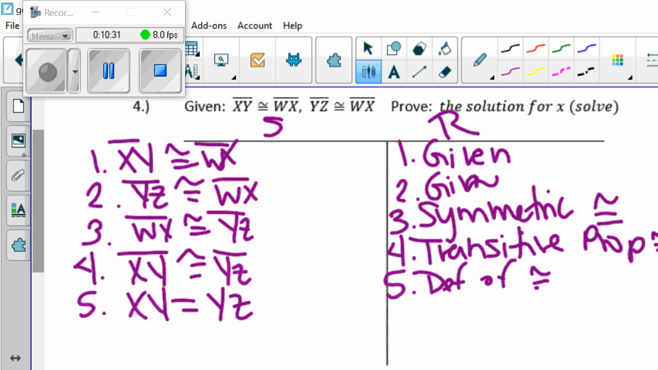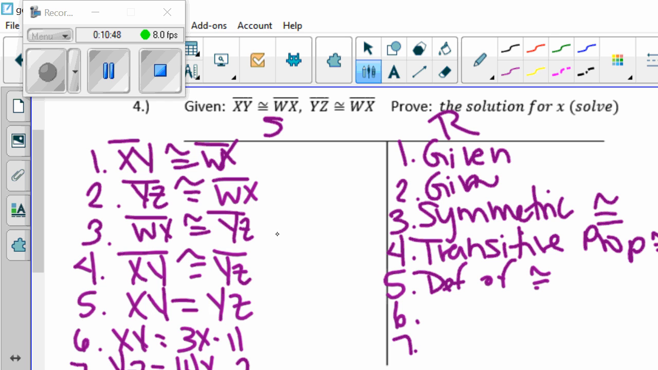Now that I have that they are equal, I need to know what is XY. Well, I come over here in my picture, they tell me that XY is 3x minus 11, and YZ is 14x minus 2. These are both givens, right, because they put them in the picture. So notice I didn't write them down in the proof until I needed them. So now I'm going to go back to number 5, and I'm going to substitute XY with 3x minus 11 equals substitute YZ with 14x minus 2. My reason, substitution.